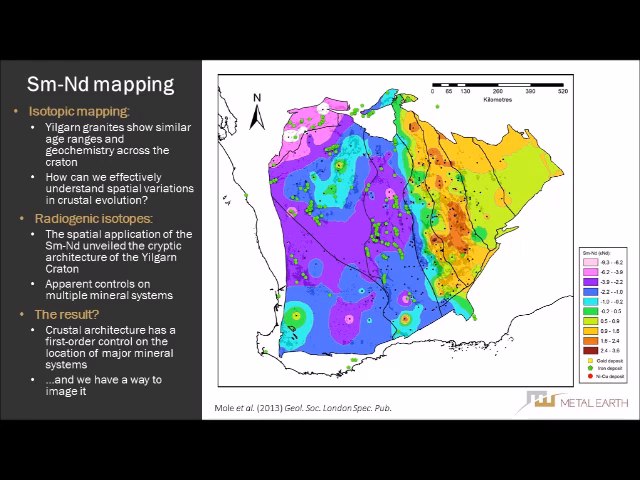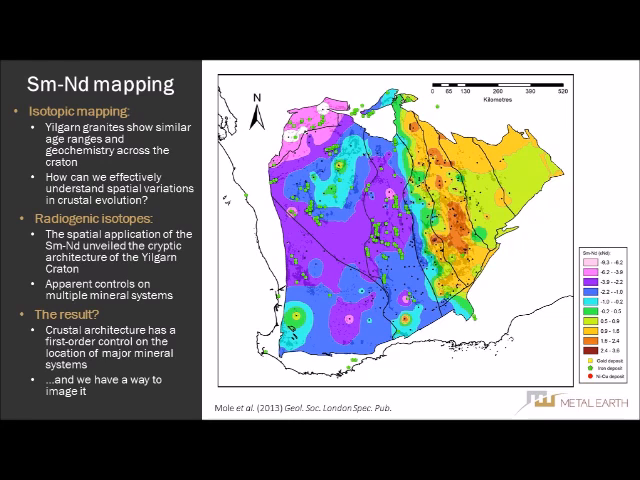The neodymium really showed that the Eastern Goldfields is much more juvenile. This is epsilon neodymium, so the hotter colours are more juvenile magmas or more juvenile crust. Colder colours are older crust or more reworked crust. And that colour scheme is going to be consistent throughout the whole talk, so I'll try not to keep repeating myself.